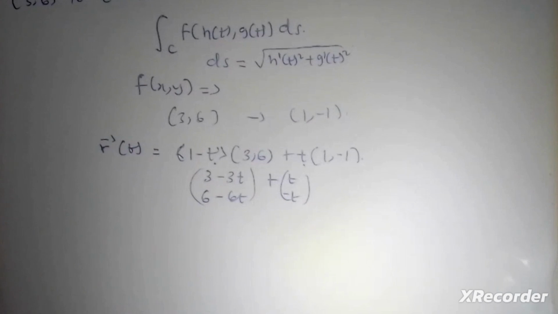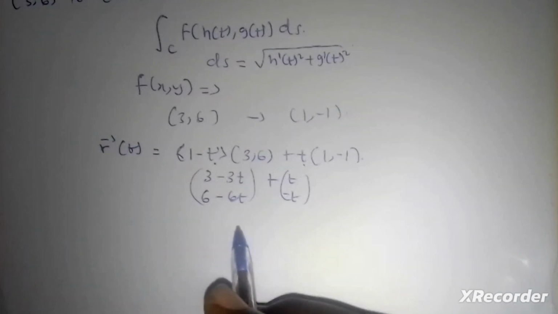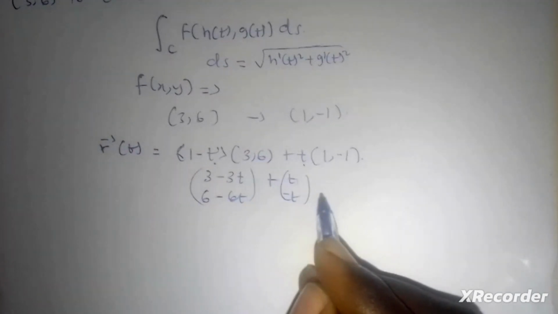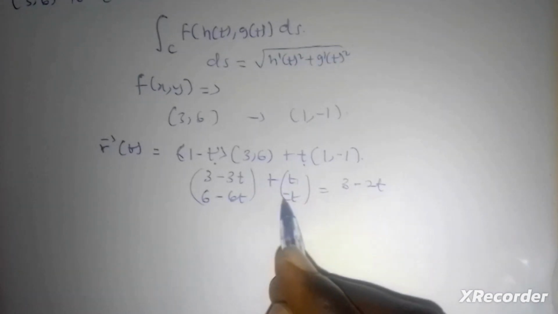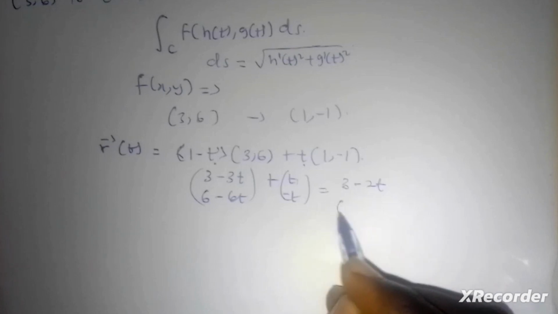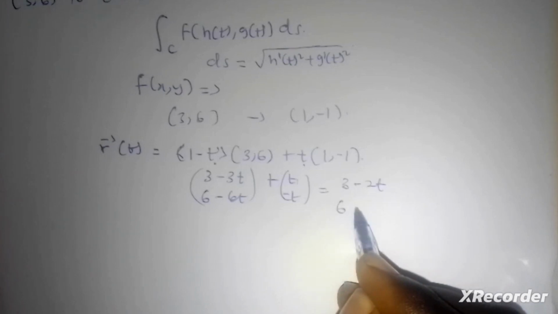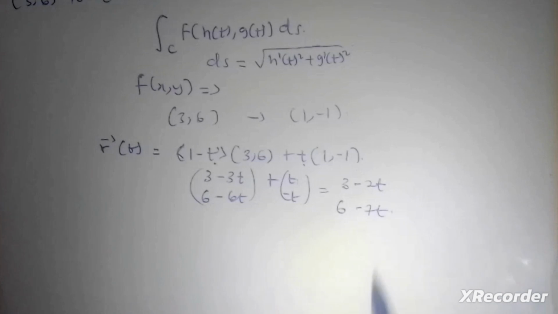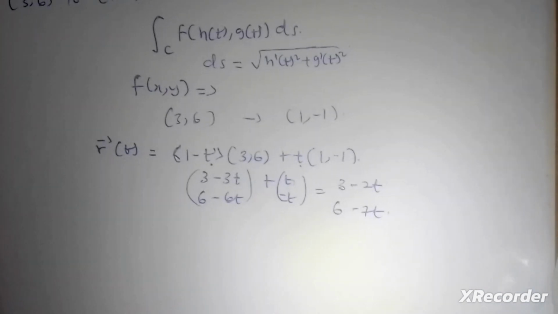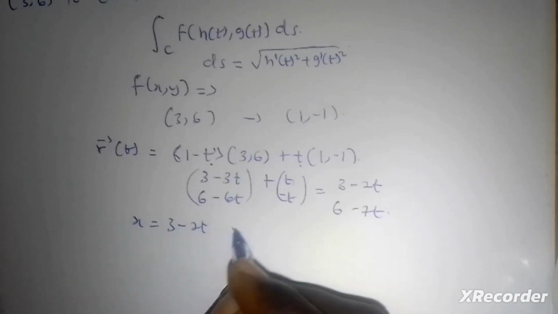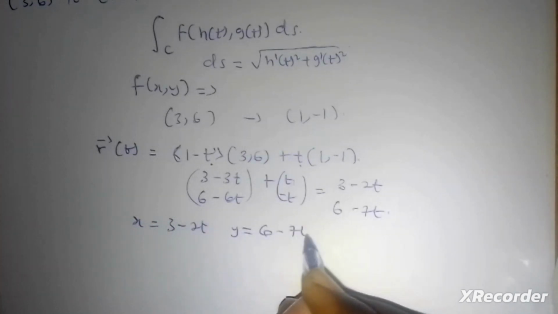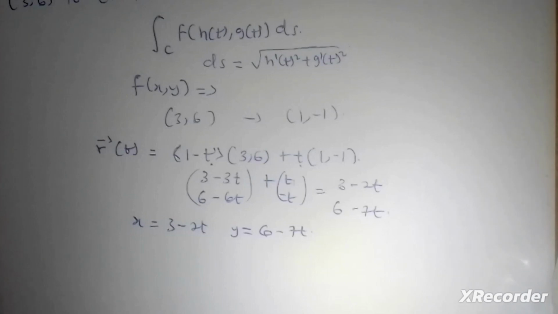And I know you can simply do this. So this plus this, I'm going to get 3 minus 2t. This plus this, I'm going to get 6 minus 7t. So from here I can say my x is equal to 3 minus 2t, y is equal to 6 minus 7t. Once I have my parameterization done, I move straight to finding my ds.